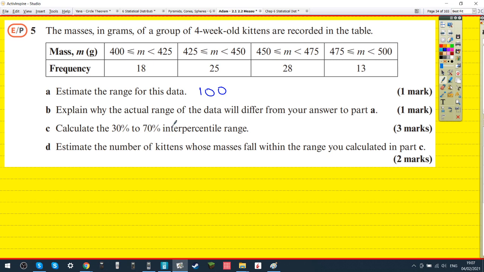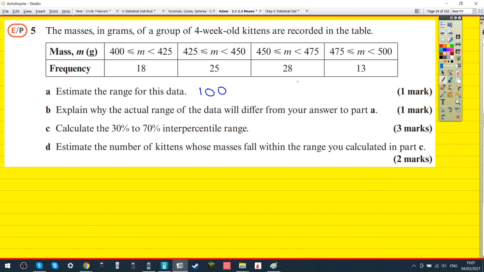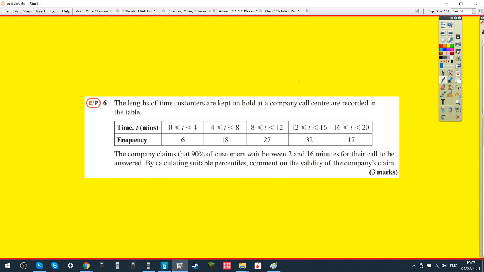True. I would stick with the higher one because a kitten could be exactly 400. But it couldn't be 500 because it's not or equal to. It will be less than this. It is unlikely there is a value of 400 and there cannot be a value of 500. So yeah, say both of them. Yeah, it's unlikely one, impossible the other.